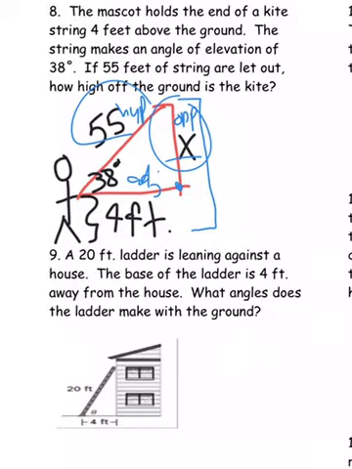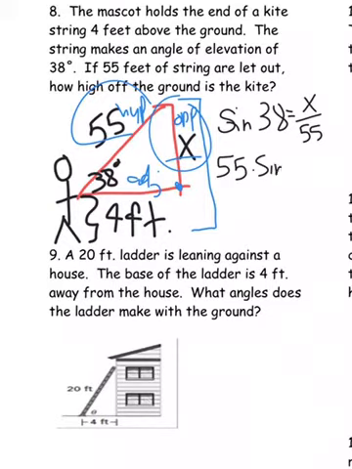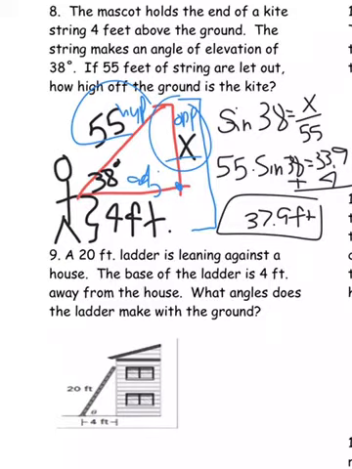So again, sine 38 degrees equals x over 55. Opposite over hypotenuse. 55 times sine of 38. Put that in your calculator. You should get 33.9. And then you're going to add the 4 feet for a total answer of 37.9 feet off the ground. Okay? Pretty easy, pretty straightforward stuff.